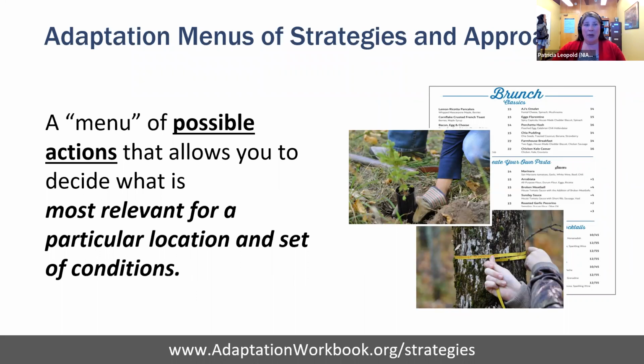So this menu that we're talking about is the Adaptation Strategies and Approaches menu. You can find it embedded right in the adaptation workbook, or you can find it in chapters 3 and 4 of the Forest Adaptation Resources document. And this is really just an organized list of possible actions that you can pick and choose from to apply to your particular situation.